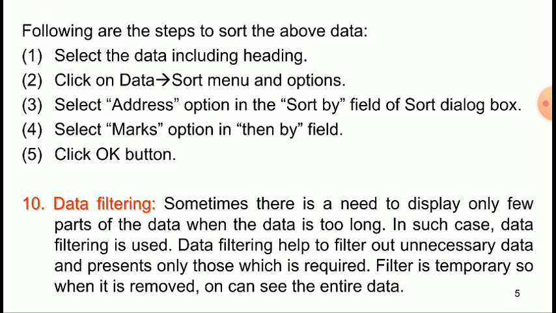Following are the steps to sort the data. First, select the data including the heading. Second, click on the Data menu and then the Sort menu and options, and select the address option in the Sort by field of the Sort dialog box. Next, select the marks option in the Then by field and then click OK.